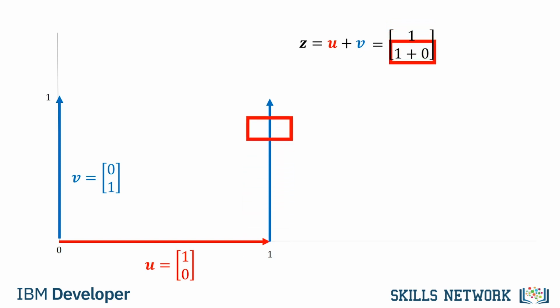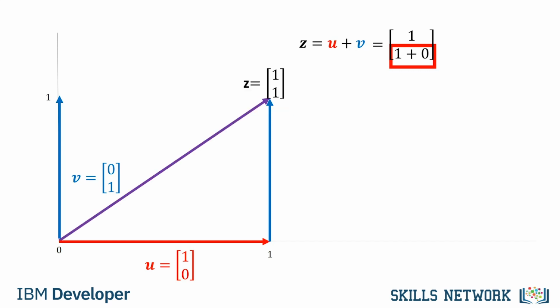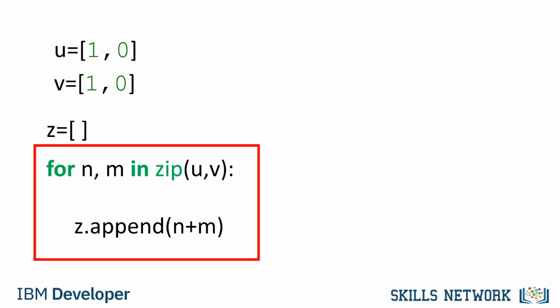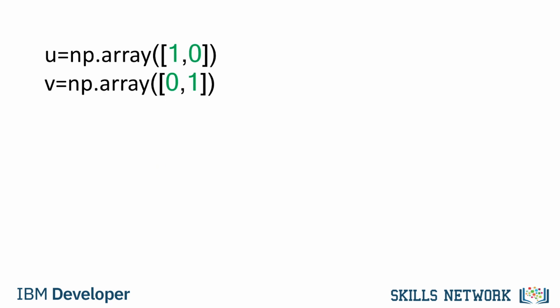It's helpful to use the tip-to-tail method when adding vectors, placing the tail of vector v on the tip of vector u. The new vector z is constructed by connecting the base of the first vector u with the tail of the second v. The following 3 lines of code will add the 2 lists and place the result in the list z. We can also perform vector addition with 1 line of Numpy code.